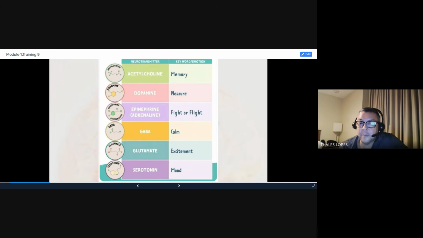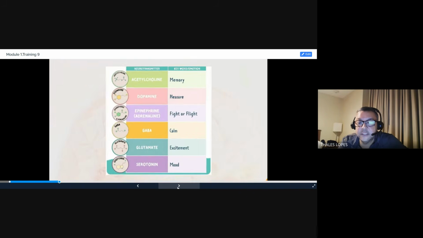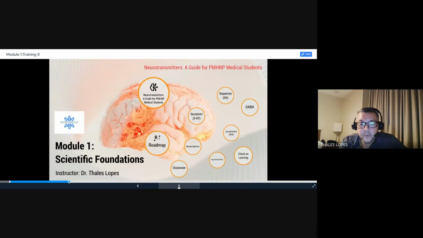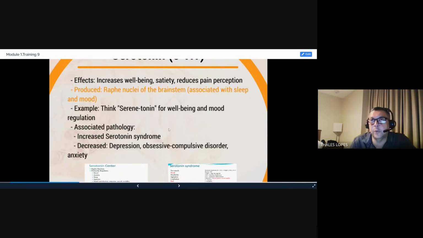Amphetamines or adrenaline, it's about fight or flight. GABA, why you give benzos? To calm down. Glutamate, the most excitatory neurotransmitter in the body. Serotonin, mood and sleep. If you could use one word for each one of those, this is what I would describe in essence. So remember, serotonin, the 5-HT2A, is what's targeted for the antipsychotics.